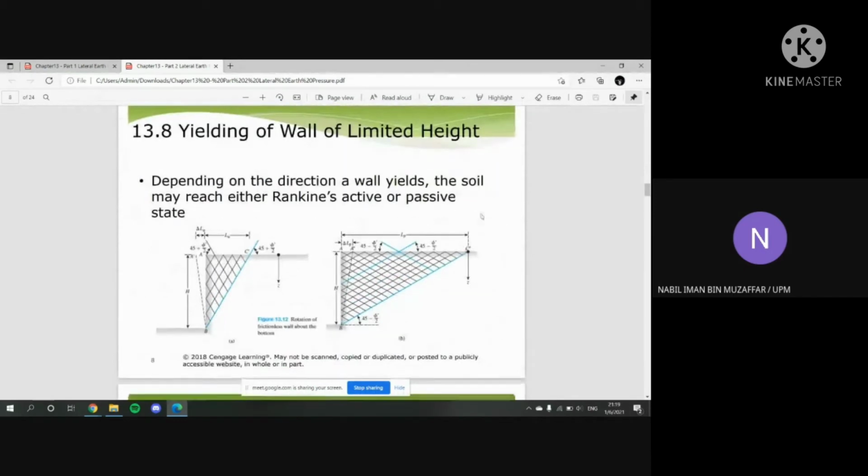Right. So this is the condition where we have different heights of wall. Depending on the direction in which the wall yields, the soil may reach either Rankine's active or passive state. So imagine this is our wall. It can be two situations: either it will be active pressure or passive pressure.